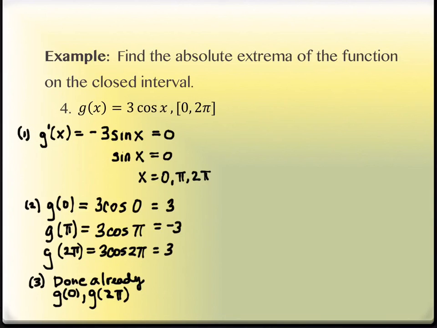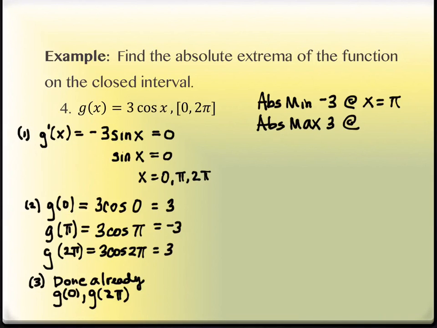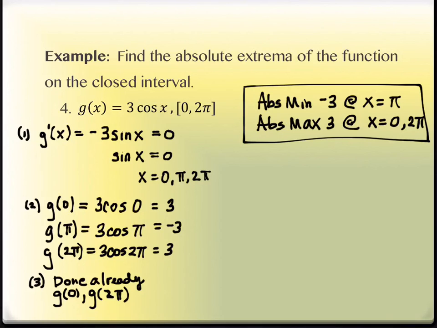So, we are ready. What is our absolute minimum? What is it? It's negative 3. And it occurs at x equal to what? Pi. And the absolute maximum is what? 3. And this one actually occurs twice, at x equal to 0 and at x equal to 2 pi. Any questions?